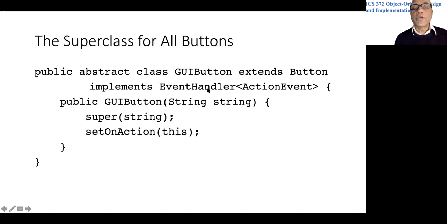And we saw that we are going to have a GUI button class that is the superclass for all buttons. And when we create a GUI button, we need a string that goes into the button object. And we say that every button is going to listen to itself. No one else worries about the button. So when the button is clicked, set on action, when this button is clicked, this object, this button itself is going to listen to it.